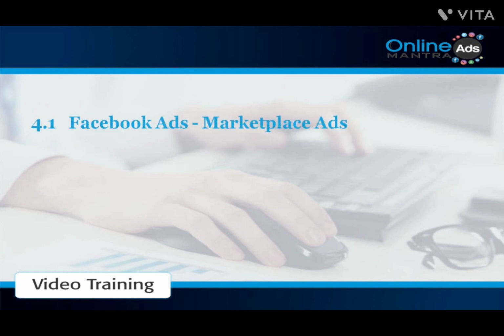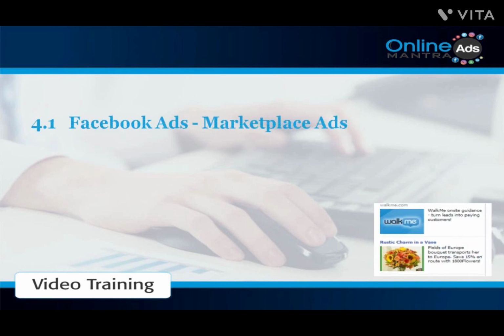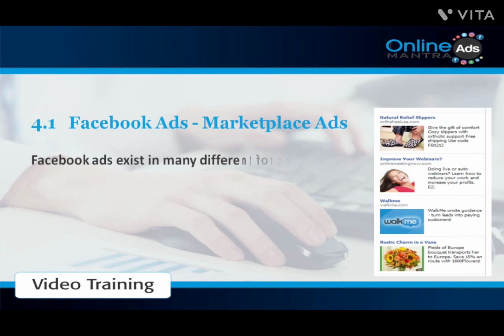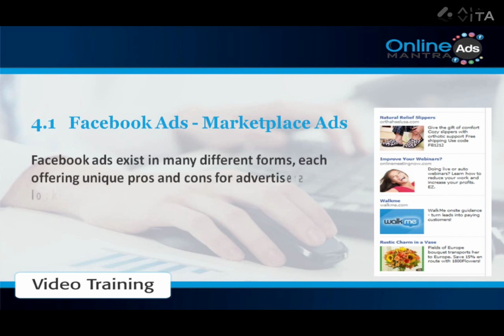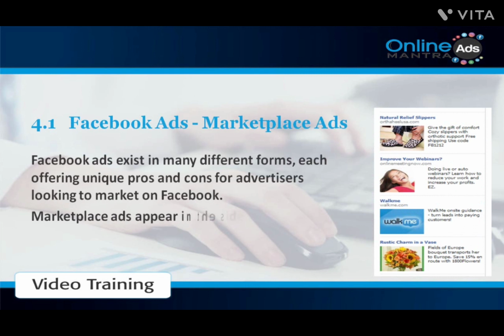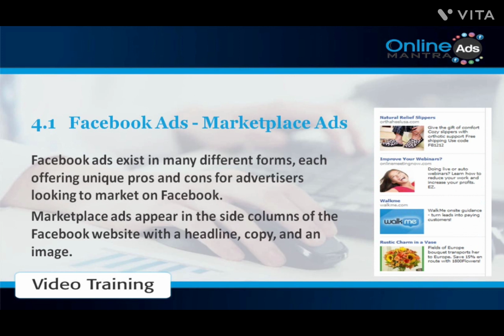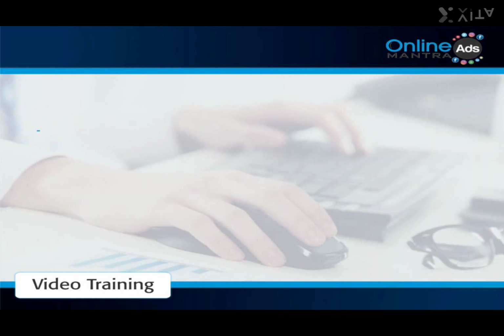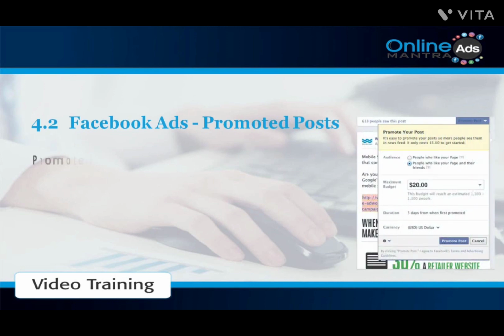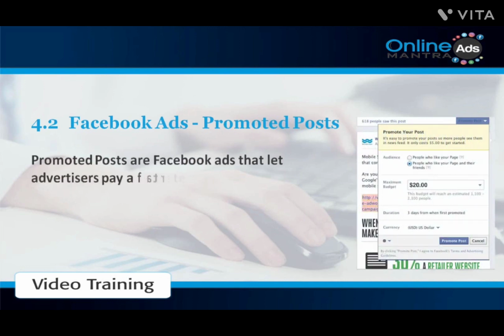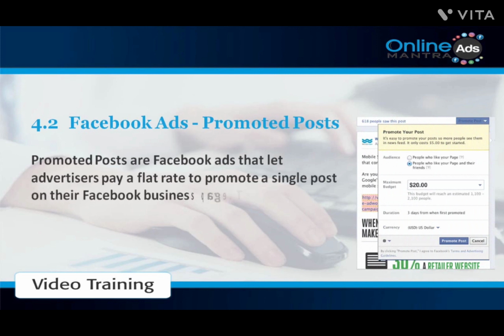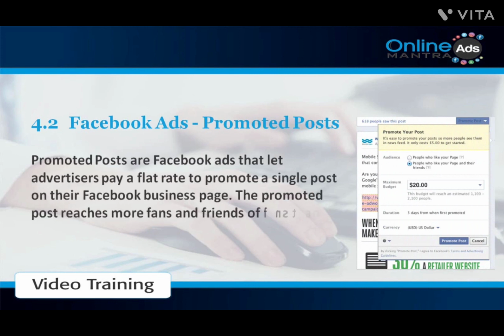Number 4, Facebook ads, marketplace ads. Facebook ads exist in many different forms, each offering unique pros and cons for advertisers looking to market on Facebook. Marketplace ads appear in the side columns of the Facebook website with a headline, copy, and an image. Facebook ads, promoted posts. Promoted posts are Facebook ads that let advertisers pay a flat rate to promote a single post on their Facebook business page. The promoted post reaches more fans and friends of fans than a regular post.